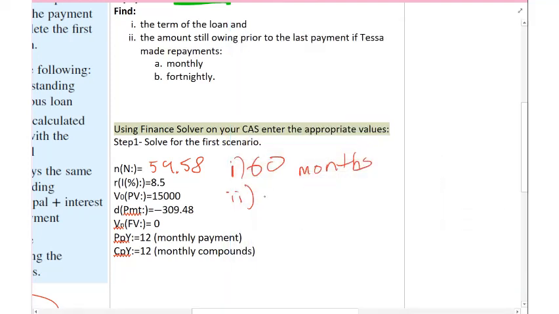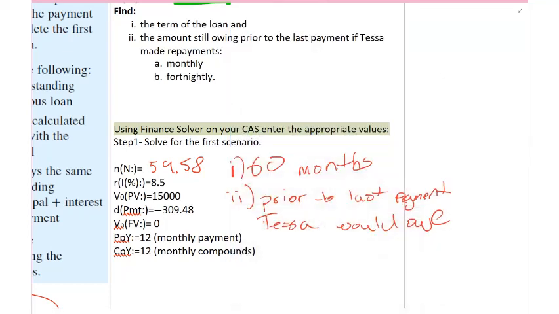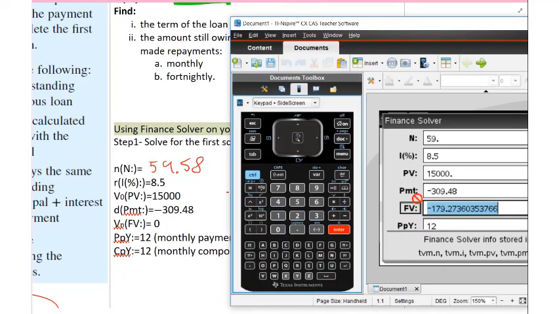Okay, so what I'm left with is, in that last month, I'm going to pay the last payment. Prior to the last payment, Tessa would owe $179.27. Okay, so that's how you would calculate that in something like this.